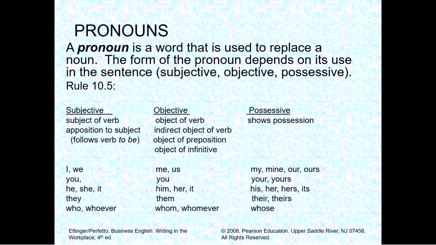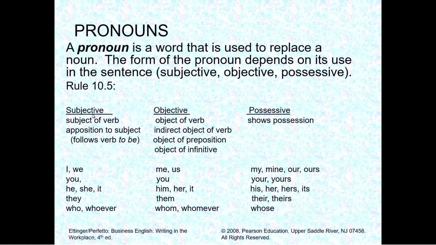All right, let's keep going. Let's go back a little bit and look at pronouns. A pronoun is a word that is used to replace a noun. The form of the pronoun depends on its use in the sentence. So you have 3 types of pronouns: subjective, objective, and possessive. A subjective pronoun is the subject of the verb. Objective is the object of the verb, indirect object of the verb, object of a preposition, or the object of an infinitive. We'll take a look at them in a second. The third one is possessive, and it's very simple, it shows possession.